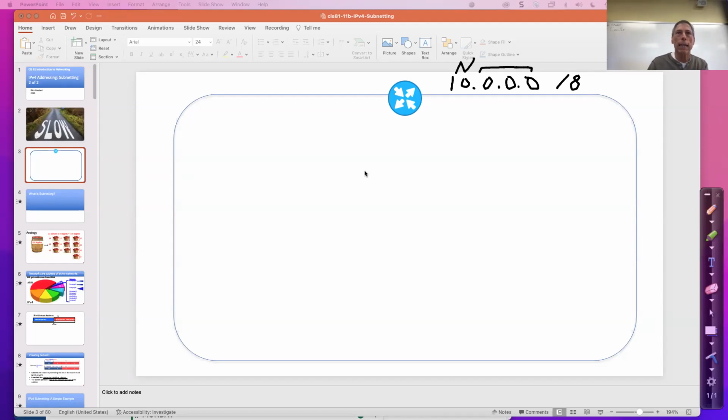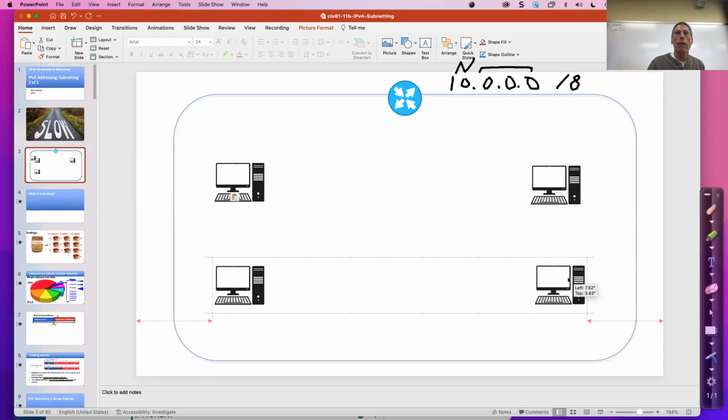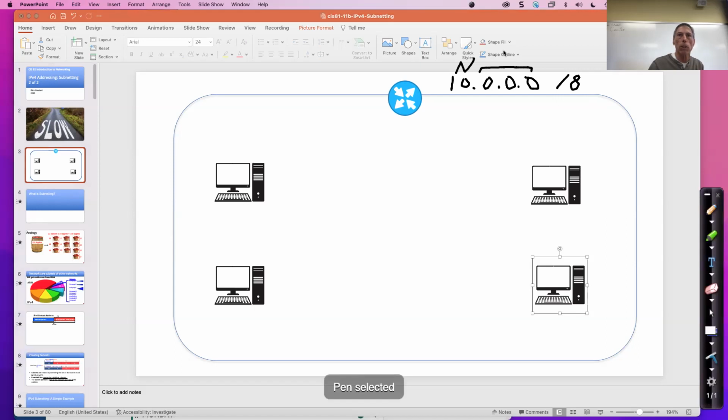Okay, what that means is all these devices here will have an IP address starting with 10 and then anything here. Again, this is the host portion here. So this could be 10.1.0.100/8. And again, this is the network portion. And then 1.0.100 is the host portion.